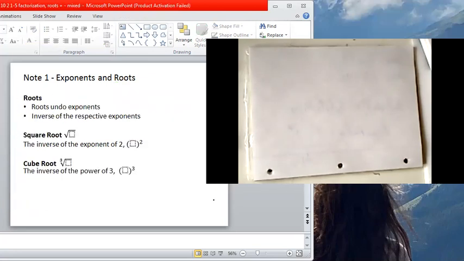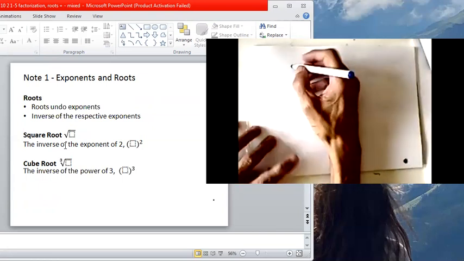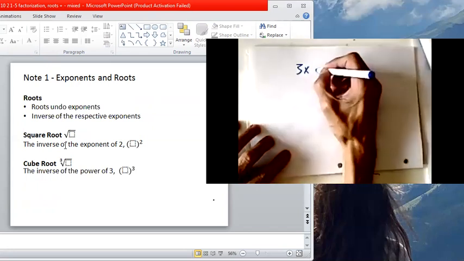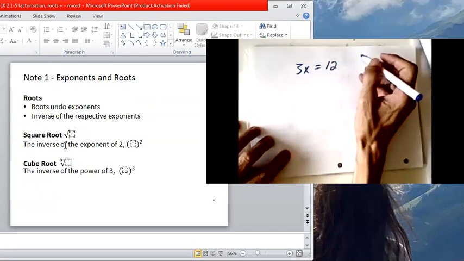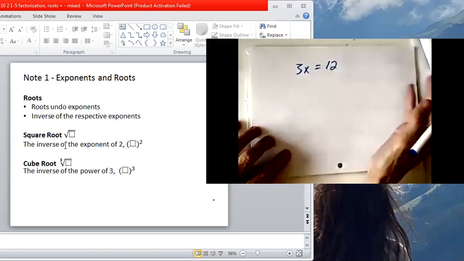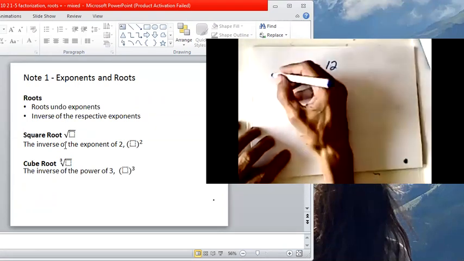But let's get back to radicals, square roots. There are a couple of ways to work with square roots, to work with radicals. And one of them needs you to know about the squares and the cubes. So check this out. If you had a question that looked like 3x is equal to 12, you can divide both sides by 3 and you get the answer, which happens to be 4.